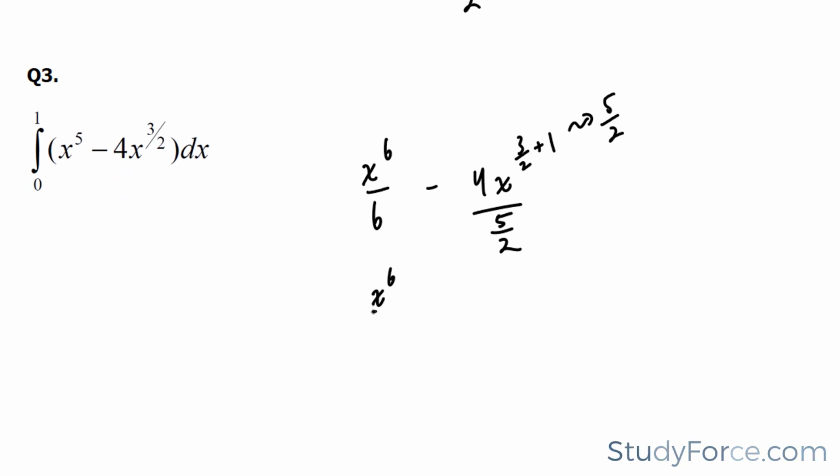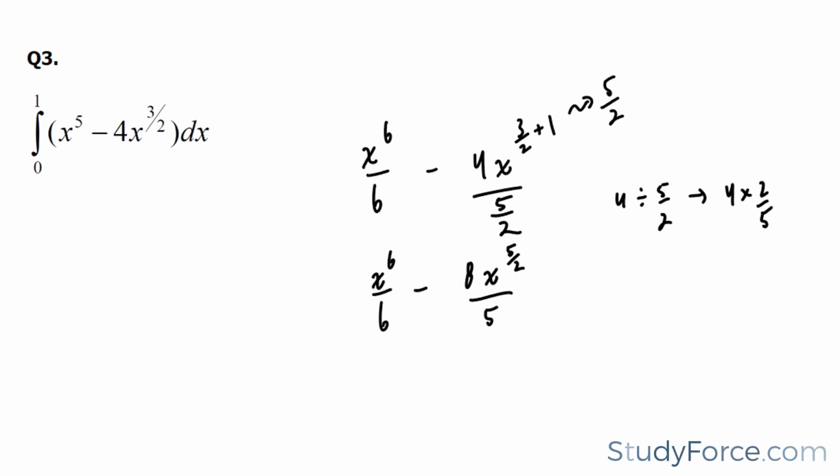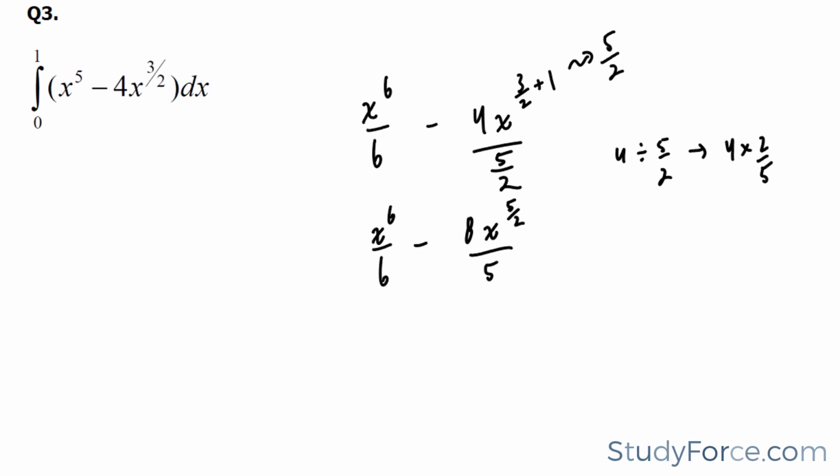So we have x to the power of 6 over 6. I'm just going to simplify this, make it look nice and neat. We end up with 8x to the power of 5 over 2 over 5. 4 divided by 5 over 2 is the same thing as saying 4 times 2 over 5, hence the 8 over 5. Now we need to evaluate this between 1 and 0. Now if we evaluate it at 0, all of it goes to 0, so all we really need to do is evaluate it at 1.